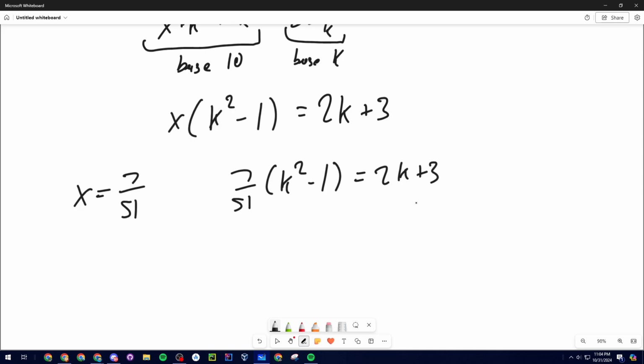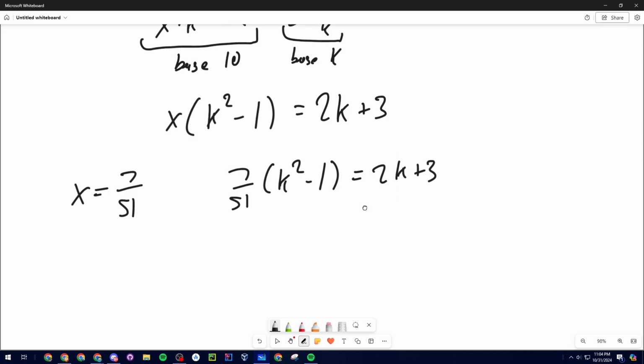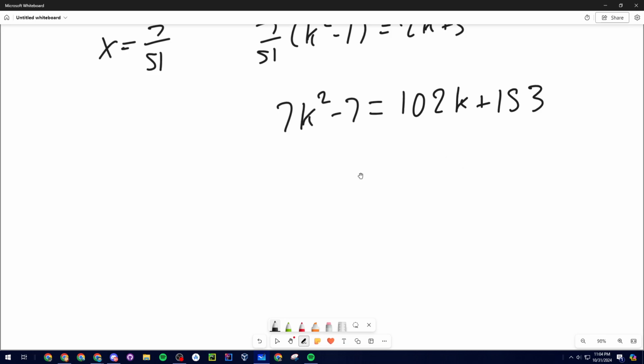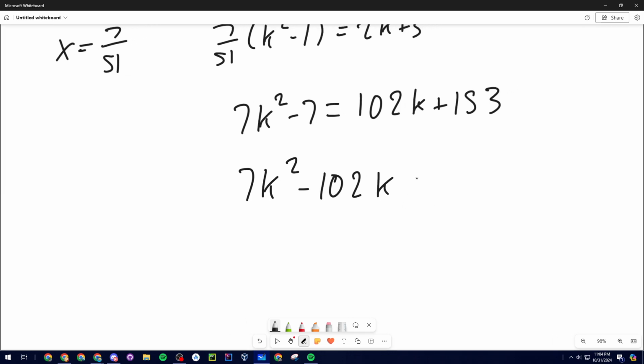Now we need to solve for k. We only have k in our equation, so let's solve it. Multiplying the 51 over and distributing the 7, we have 7k squared minus 7 is equal to 102k plus 153. Now we have 7k squared minus 102k minus 160 is equal to 0, and we have a quadratic.